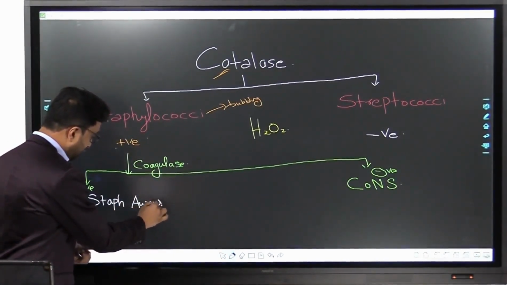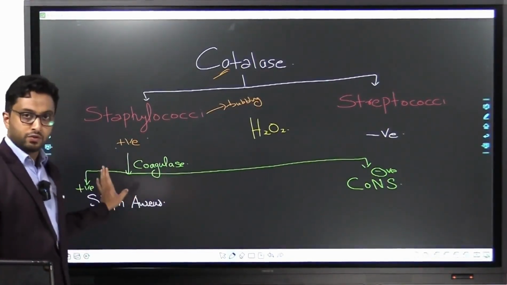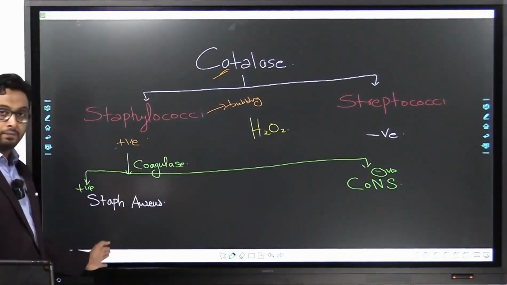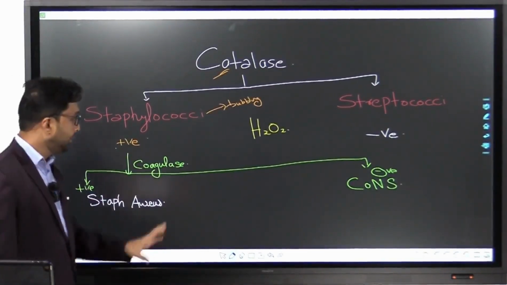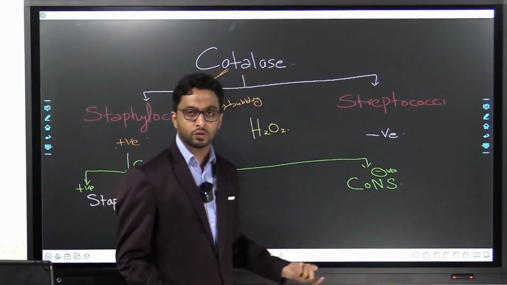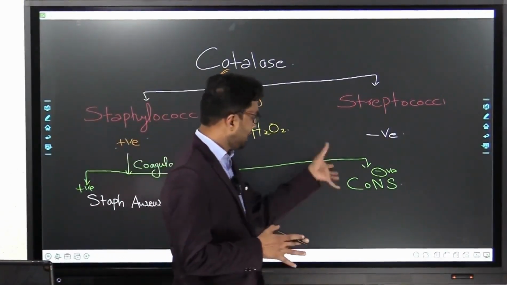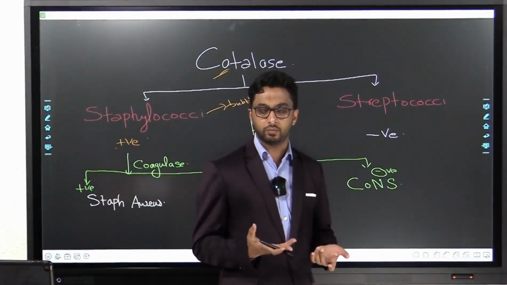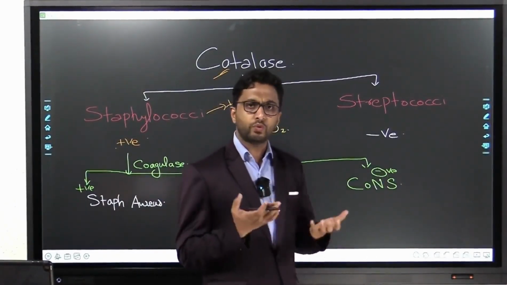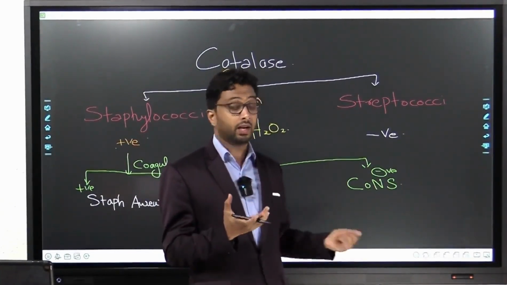Okay, Staph aureus. That's the most important organism in Staphylococci, which we're going to start with. But before going any further, let's understand a little bit about CONS also. So you have a set of organisms which are CONS, or coagulase negative organisms. So we have to identify different coagulase negative organisms.